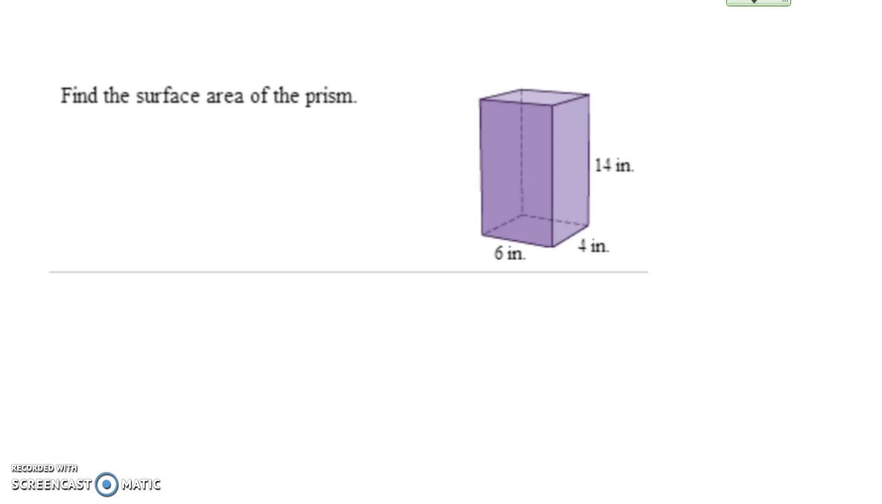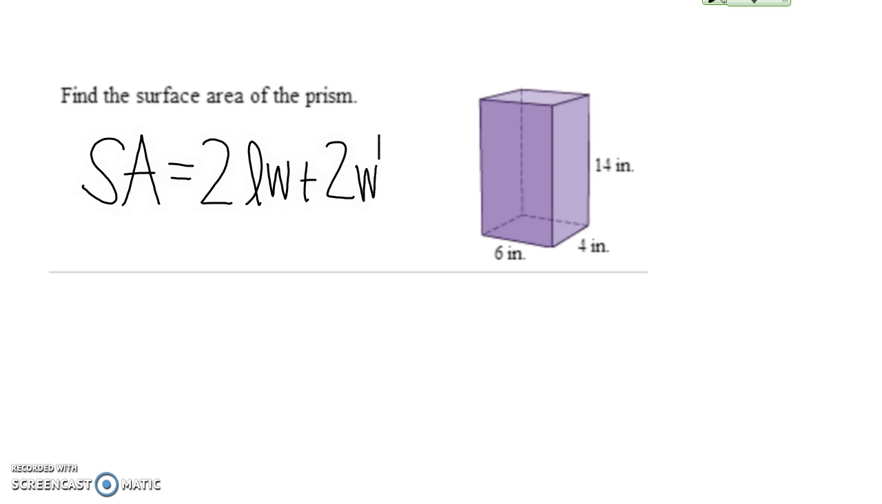So the first thing I want to do is figure out what shape this is, and then what formula do I use. And I'm going to write the formula down. So it is surface area of a rectangular prism. So I write my formula: 2 times length times width, plus 2 times width times height, plus 2 times height times length. Okay? Then I'm going to look at what is my length, width, and height.